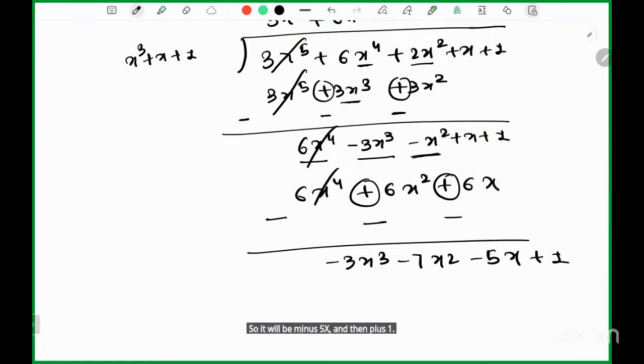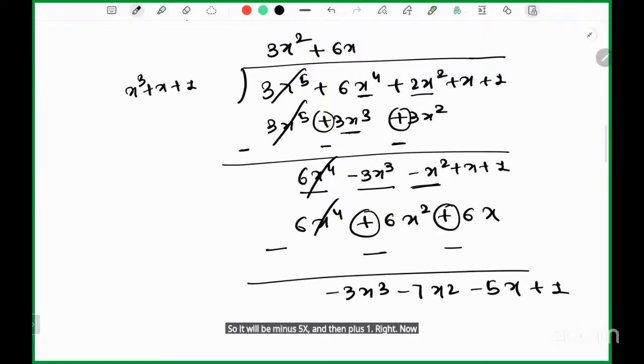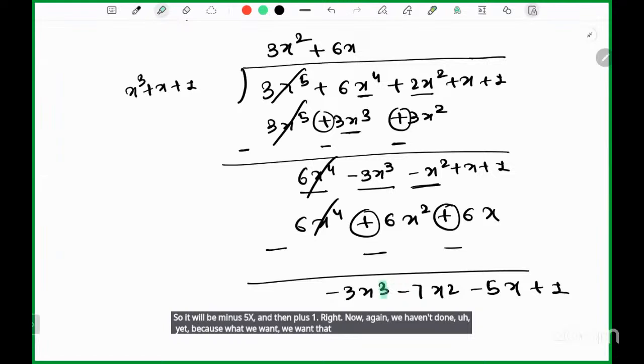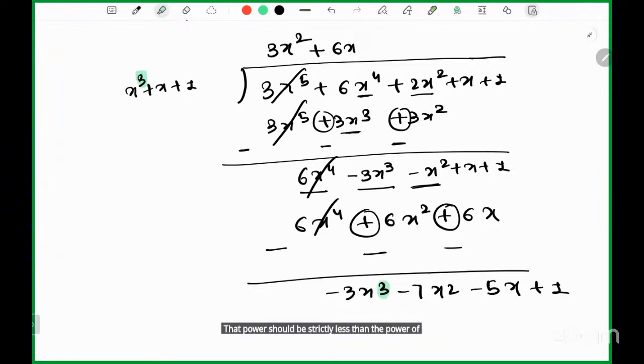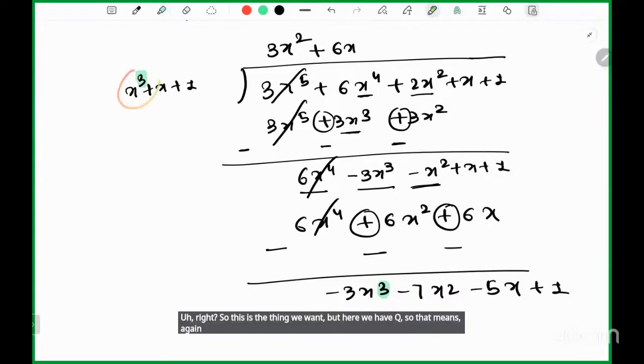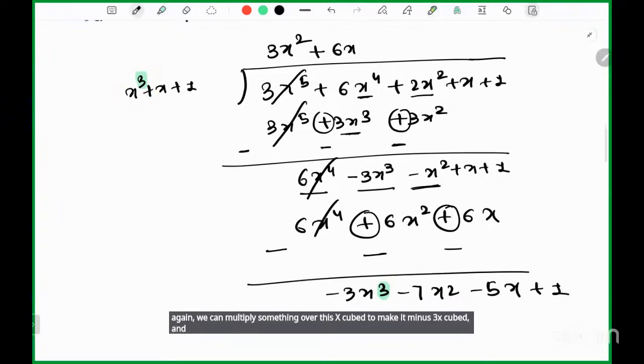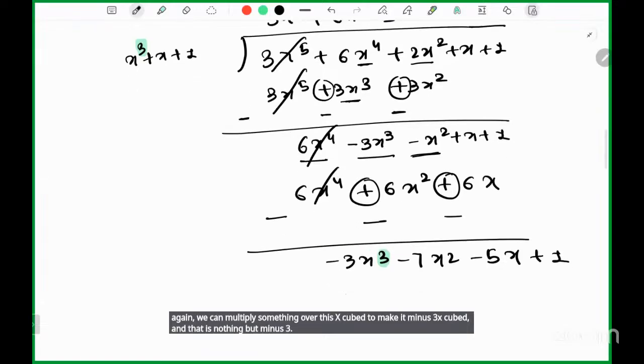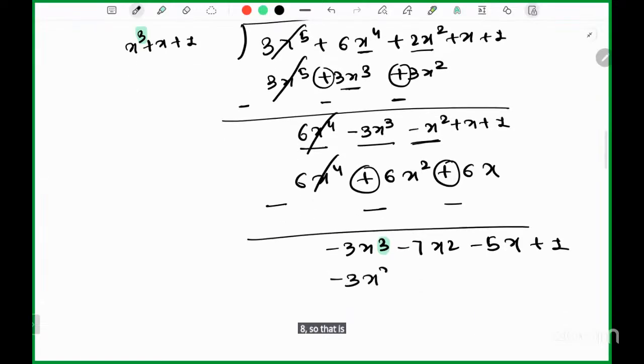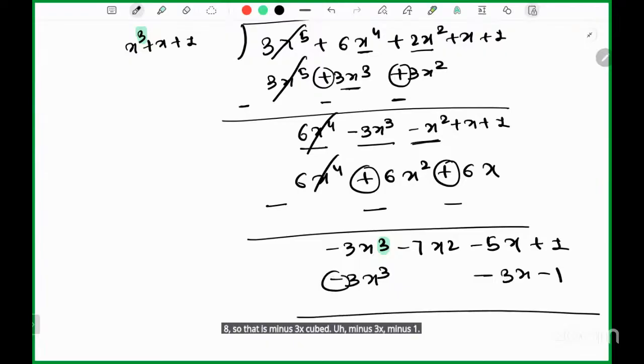Right. Now we haven't finished yet, because whatever power we get should be strictly less than the power of the divisor. But here we have a cube, so again we can multiply something with this to make it minus 3x cube, and that is nothing but minus 3. So that is minus 3x cube minus 3x minus 1. Again, we'll change the signs.